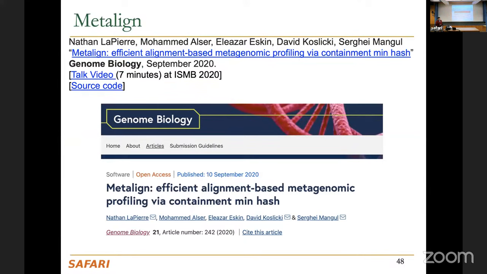This is one example of such a tool. If you're interested in learning more, you can check this paper.